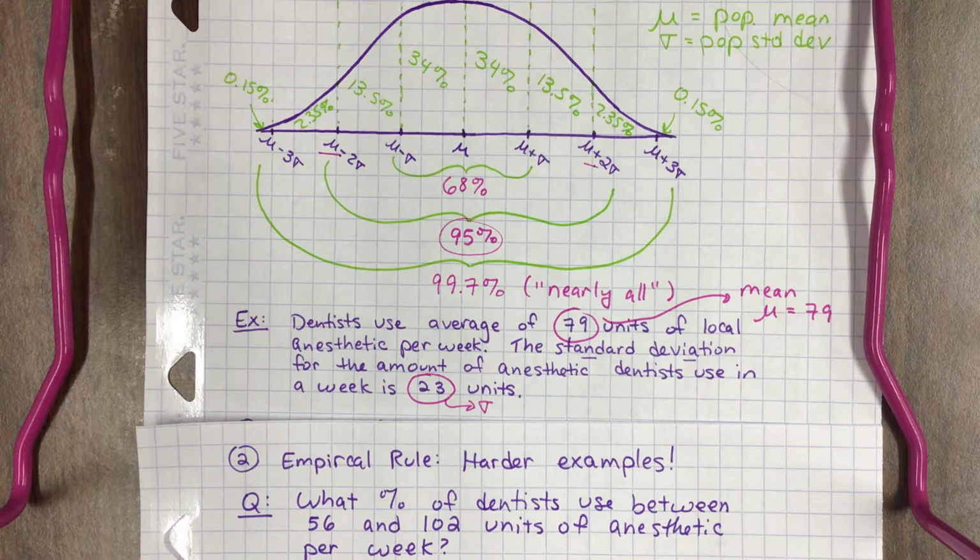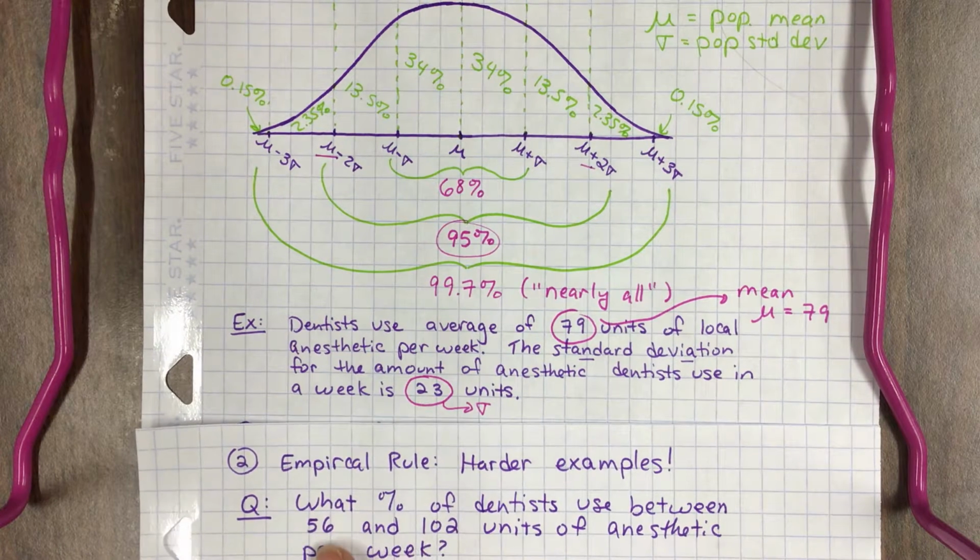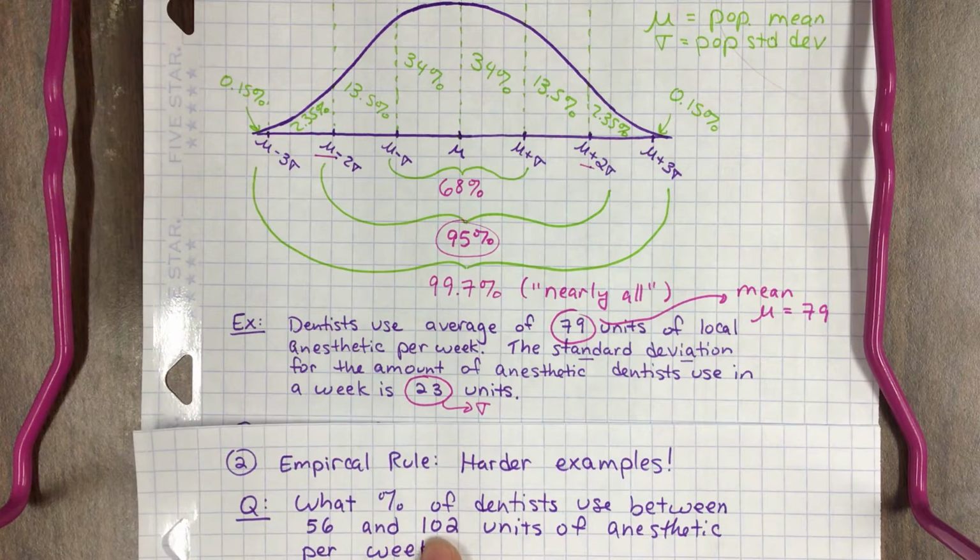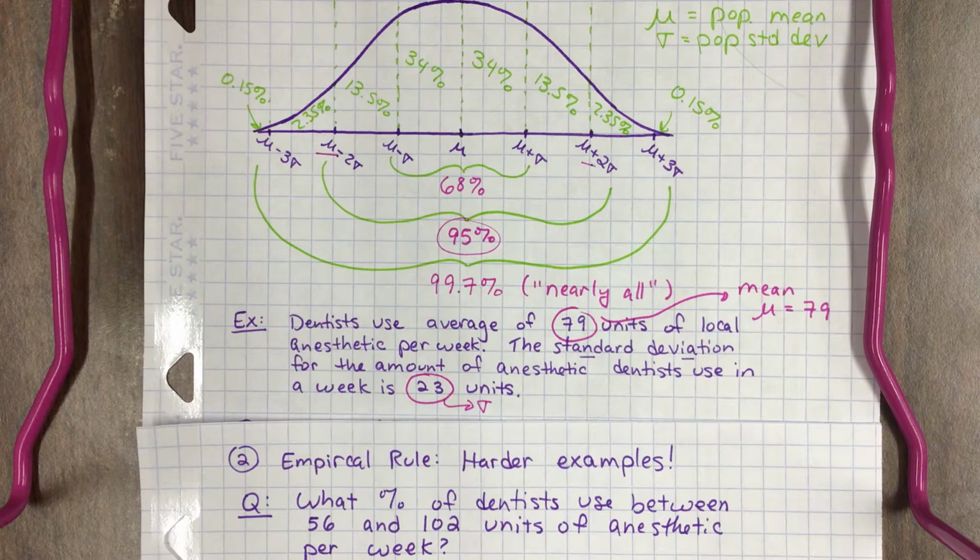I'd like to use that to estimate the percentage of dentists whose anesthetic usage falls roughly within a certain range. Right now, this might seem like kind of a silly question because the numbers I have here, 56 and 102, are kind of random. We're going to develop some much more flexible ways to solve problems like this, which won't force us to use such strange numbers, in Chapter 5. So stick with me for that.